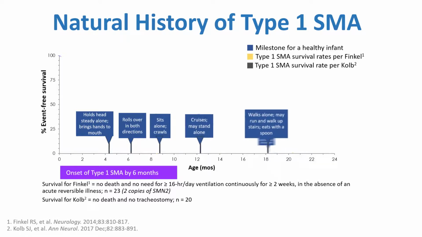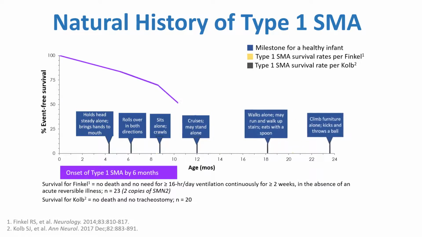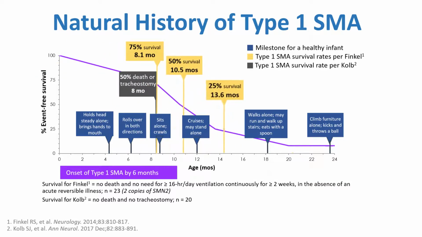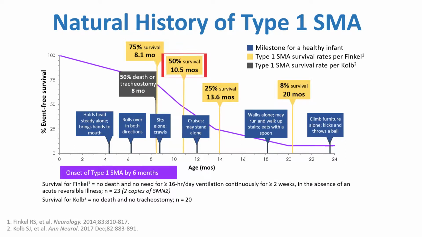Looking at the most severe infantile type 1 patients, you can see that this is a natural history looking at the event-free survival. So that basically is the idea of how long they can survive without the need for permanent ventilation. And what you can see is, at least based on this natural history study, that 50% survival occurs at approximately 10.5 months. And by 20 months, it's about 8%.